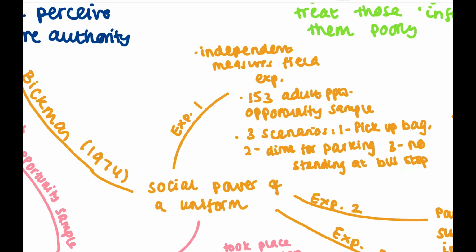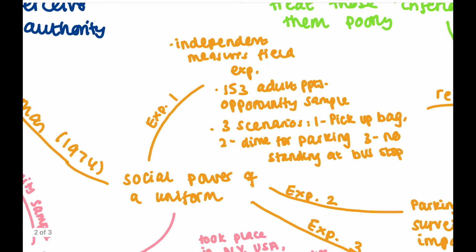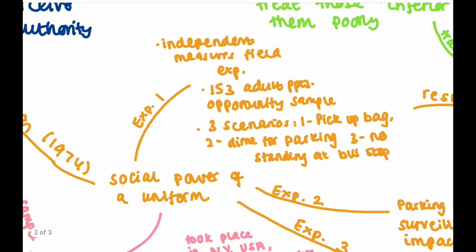Now, there were 3 scenarios that he investigated in experiment 1. Number 1 was asking somebody to pick up a paper bag off the floor, a bit of litter. Number 2 was asking someone if they have a dime, which is a coin, for parking. And number 3, there was a sign that says no standing at a bus stop, and he was telling people that applies to you, you're not allowed to stand at this bus stop, whereas in fact it actually applies to the cars driving past. This was done in New York as well, out in the field. So those were the 3 scenarios.